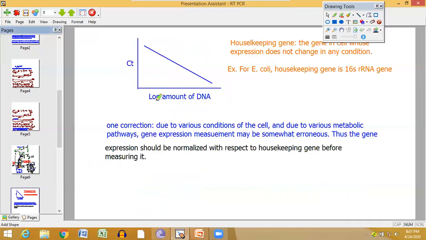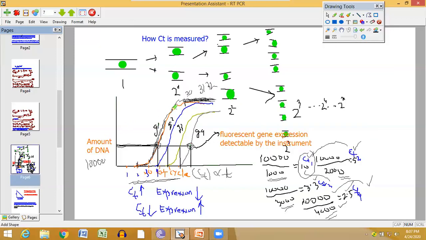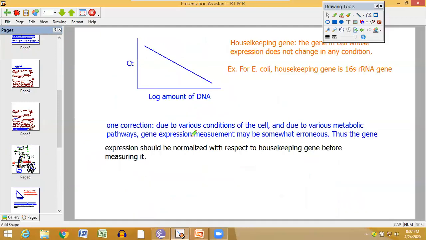You see that there is a popular graph like this, where log of amount of DNA, that means expressed DNA, is plotted with respect to CT. Why log? Because this curve is exponential, so if you take the log, you will get this zone linear. So log of amount of DNA is taken, and this is CT.